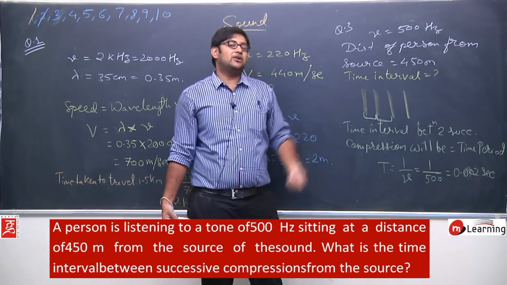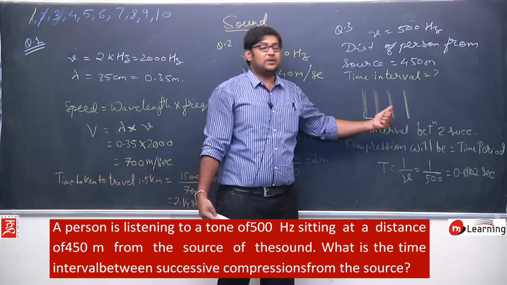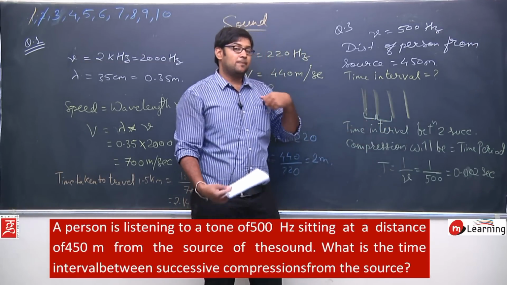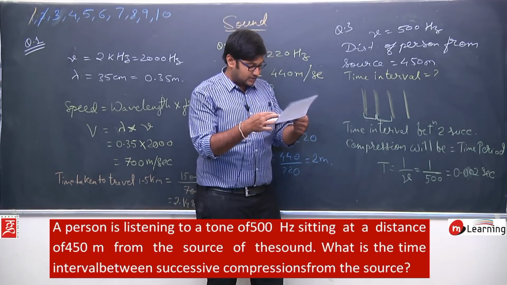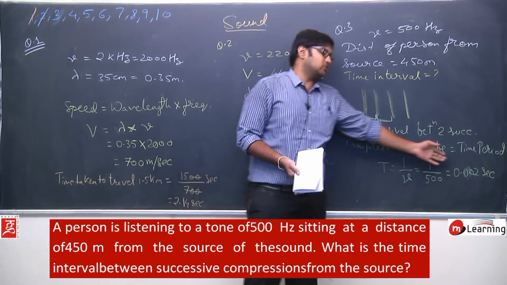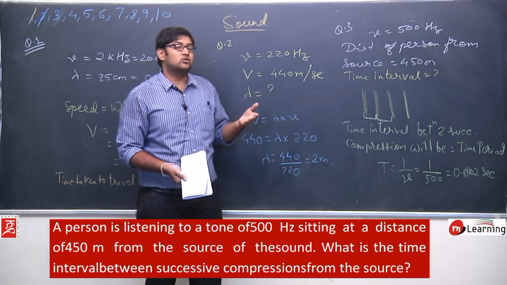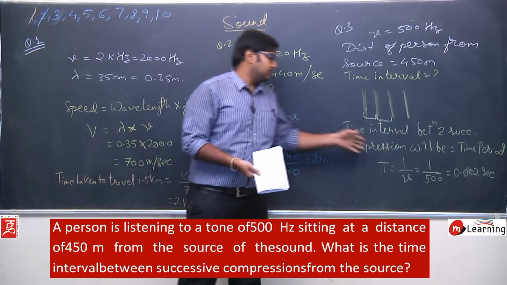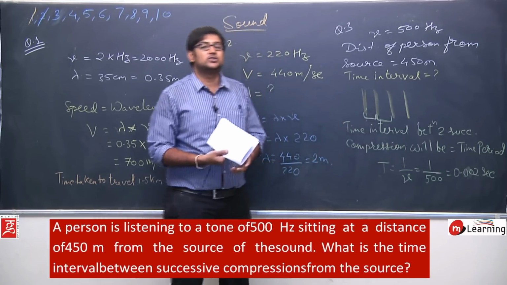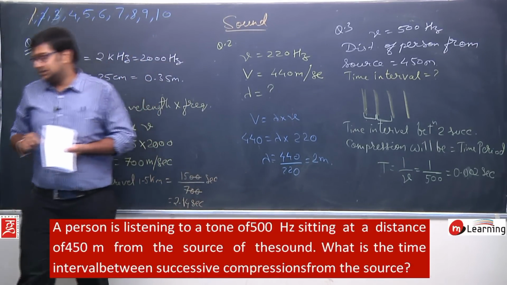The same thing will be applied to the rarefactions as well. The two successive rarefactions will be at an interval of a time period. So in this question, if it asks what is the time interval between the two successive compressions, that would also be 0.002 seconds. And if it asked the time interval between the two successive rarefactions, then also the time interval would be 0.002 seconds. So this completes the third one. Please note this.